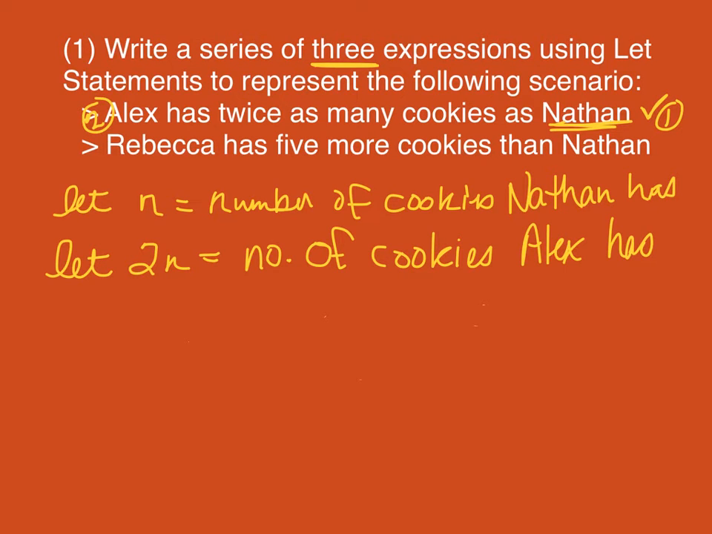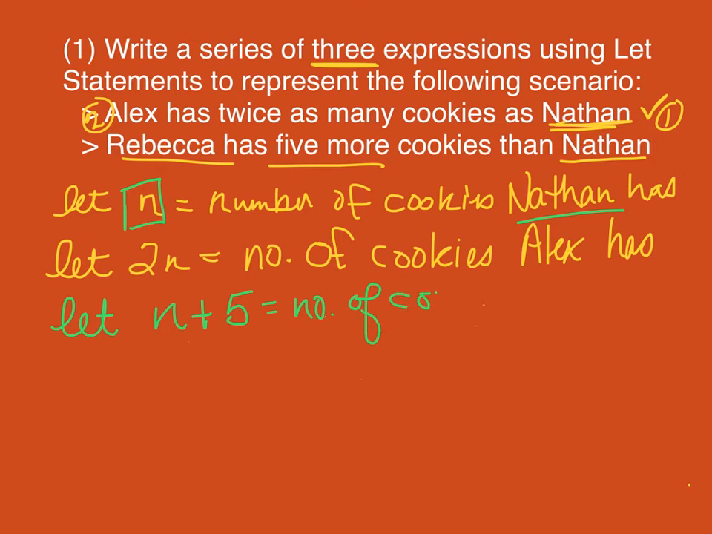Next, we have Rebecca. Rebecca has 5 more than Nathan. So we've got to be very careful here. We need to go back to how many Nathan has. Nathan has n. So we're going to say let n plus 5, that's 5 more than n, equal the number of cookies that Rebecca has.